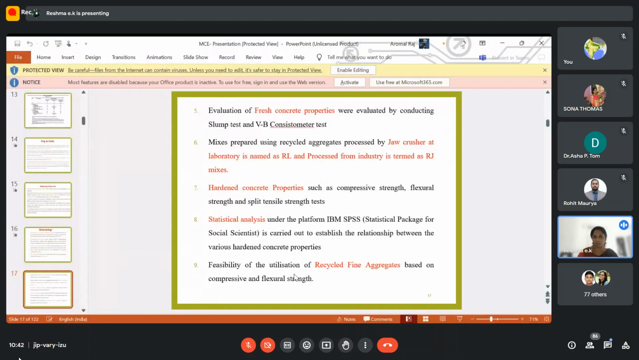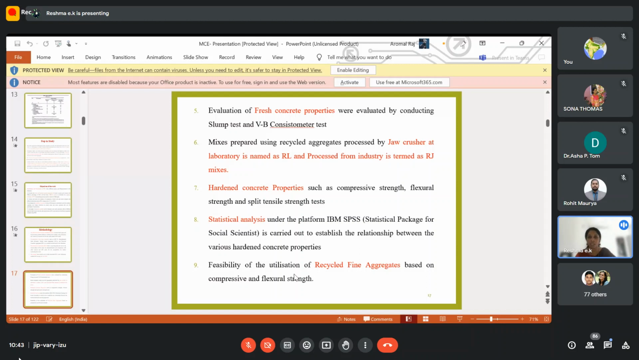Throughout my work, I have used two terms, that is RL and RJ mixes. So when I talk about RL mix, it is manually crushed. RL means I've collected the construction demolition waste from a particular source, and then with the help of some labor, it is manually processed. It was a really difficult job, processed to a smaller size, so that I can put that into the jaw crusher, which is available in our laboratory.